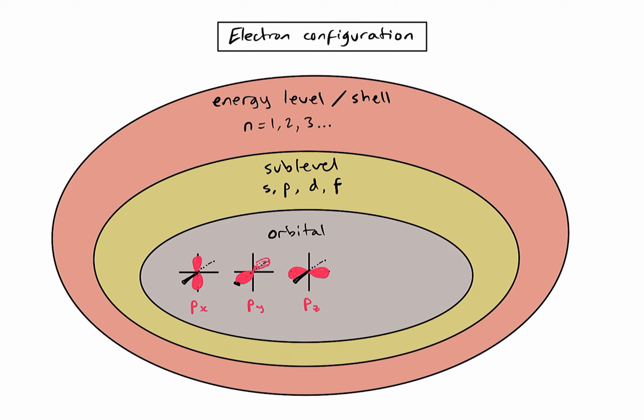And more simply, if we're drawing things like orbital box diagrams, to save us from drawing complicated 3D shapes, we can represent each orbital as a box. So in the case of this p sublevel, where there are 3 p orbitals, we can represent them as 3 simple boxes. And that's pretty much it for electron configurations. Hopefully this video is of some help.